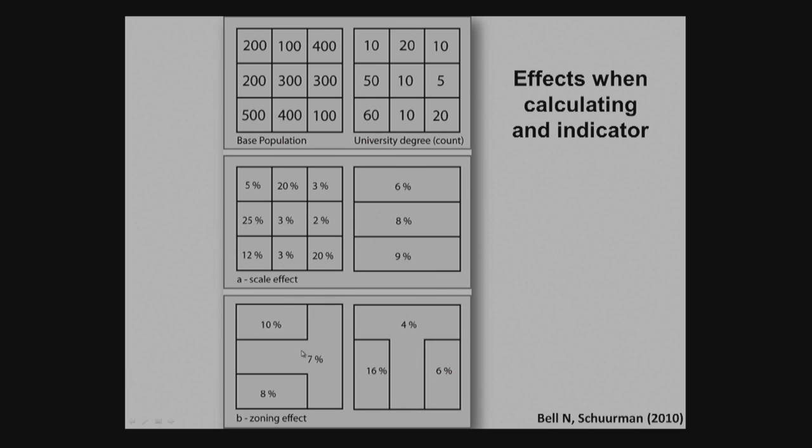Now here what you have is you still have 3 units, so the scale is the same, but we're going to change the way we group those 3 units in space. So we're dealing with the zoning. So here's what happens. It goes from 7 to 10 and from 4 to 16. So all those 3 diagrams here that have 3 units, they describe 3 completely different stories, and they're all based on the same data.